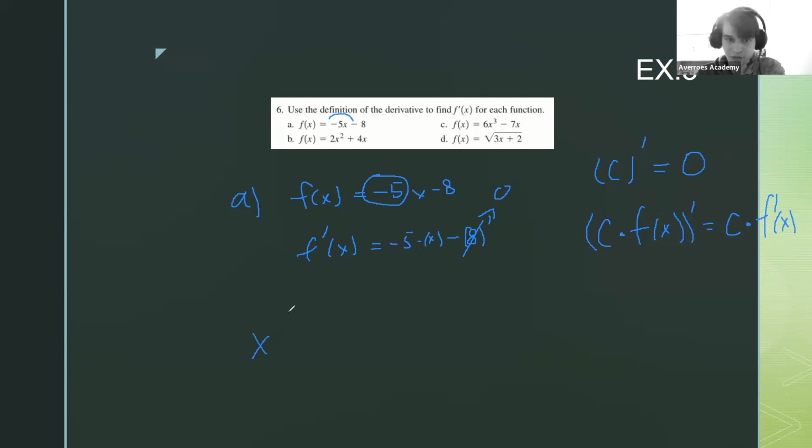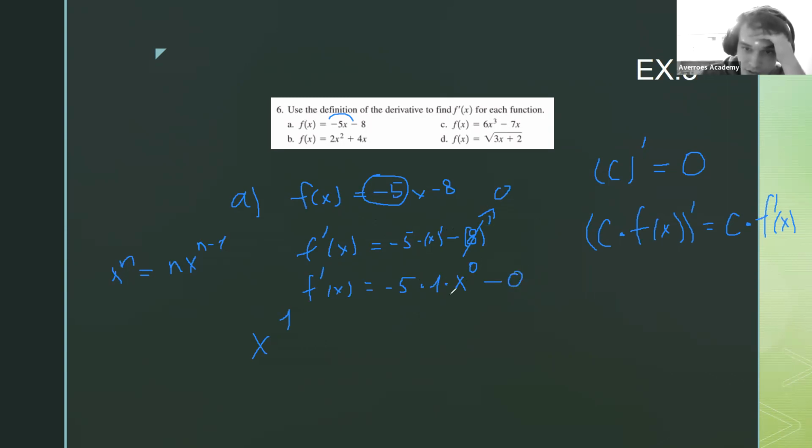And what is the derivative of x to the power 1? Yusuf, can you tell me? What is the derivative of x to the power 1? Using the power principle, x to the power n equals n times x to the power n minus 1. It would be, so next line here, f prime of x equals minus 5 times 1 times x to the power 0, subtract 0, you see? And x to the power 0, we know the rule, is always equal to 1.